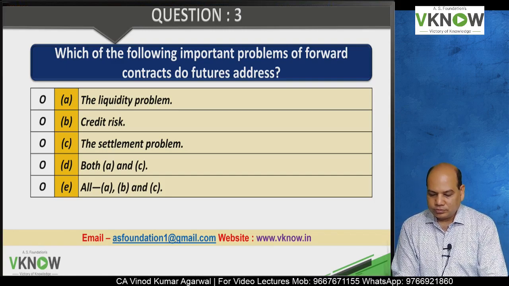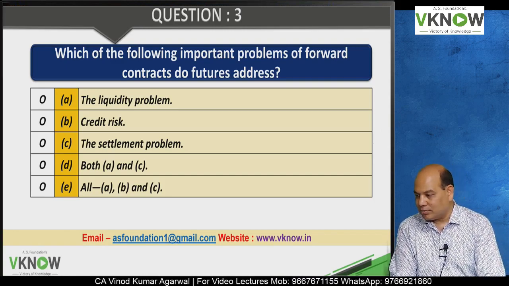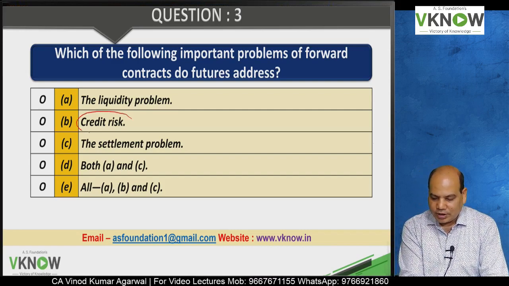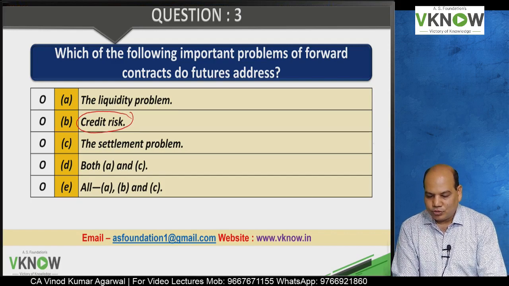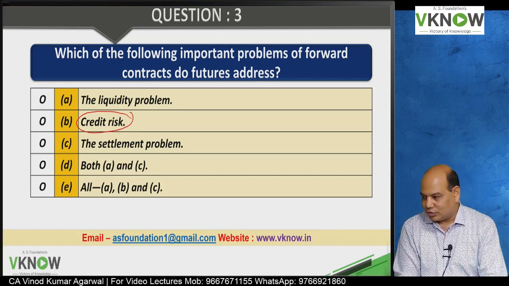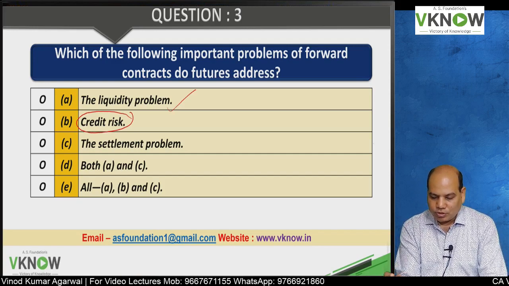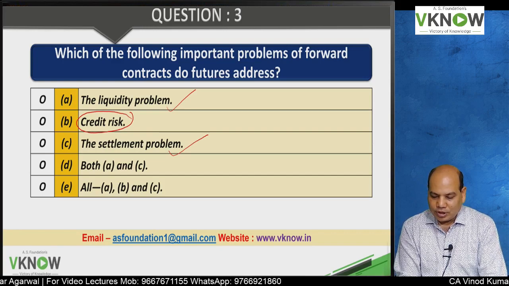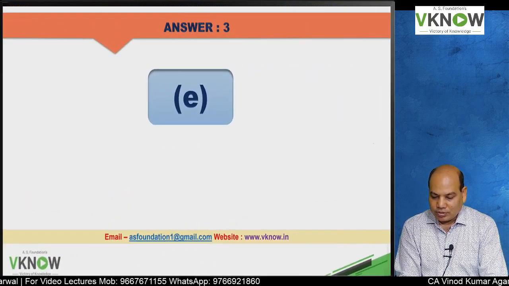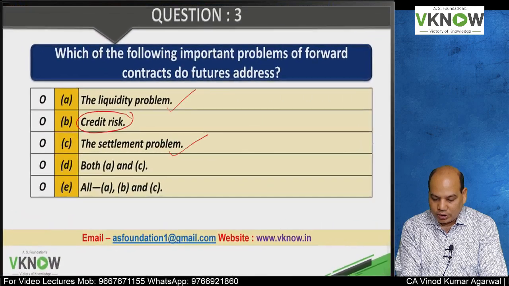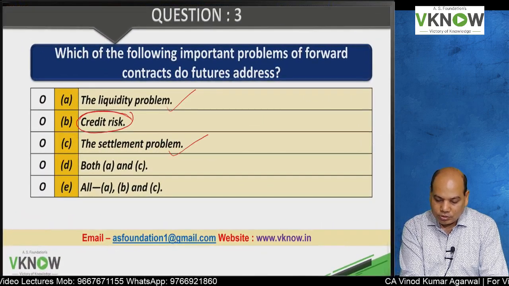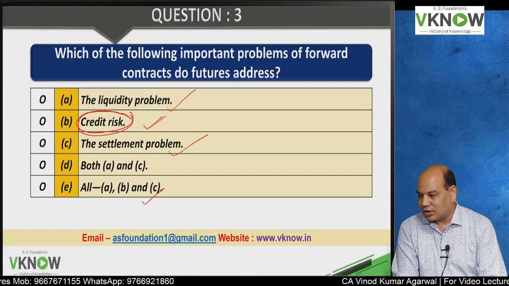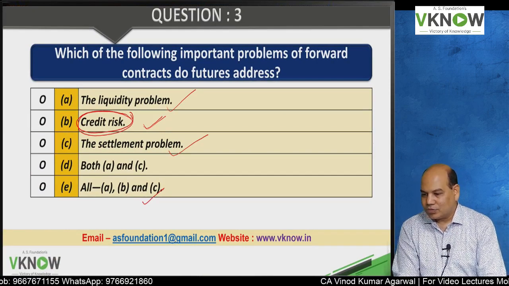What is the answer now? Some students have replied E. The question is whether credit risk is eliminated in the case of a futures contract. Liquidity problem is solved. Settlement problem is solved. What about credit risk? Credit risk problem is also solved because the exchange acts as a guarantor. So your answer is right. E is the right answer.